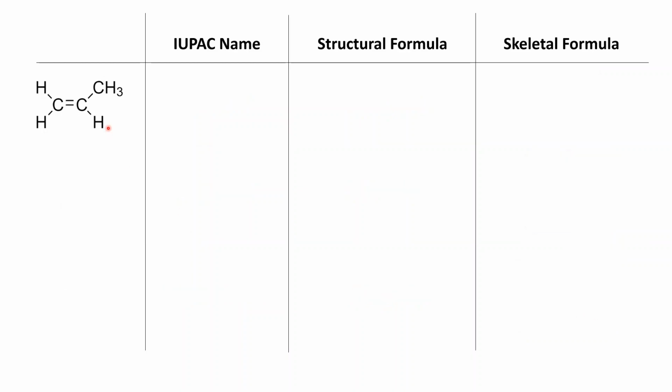Okay, final one then. This appears to be an alkene, so it's going to be something ene. It's going to be just propene. There's only 1 available position for the C=C double bond, so we don't need to number it with propene.